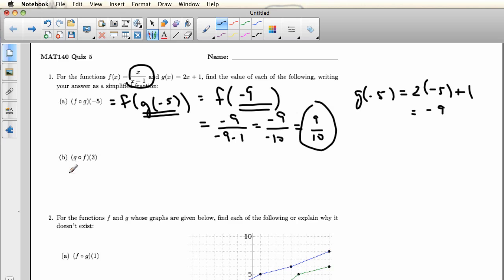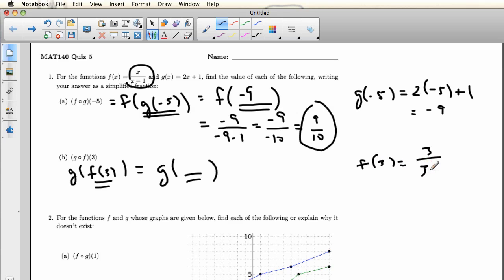In the second problem, we put it the same way, so I rewrite this so that it looks like nested functions. First thing I have to know is what is f of 3, so I'm going to replace f of 3 with whatever f of 3 is equal to. To find out what f of 3 is equal to, I come over here. F of 3 is 3 over 3 minus 1. That's using the f formula again, changing the x to 3. And this is 3/2.